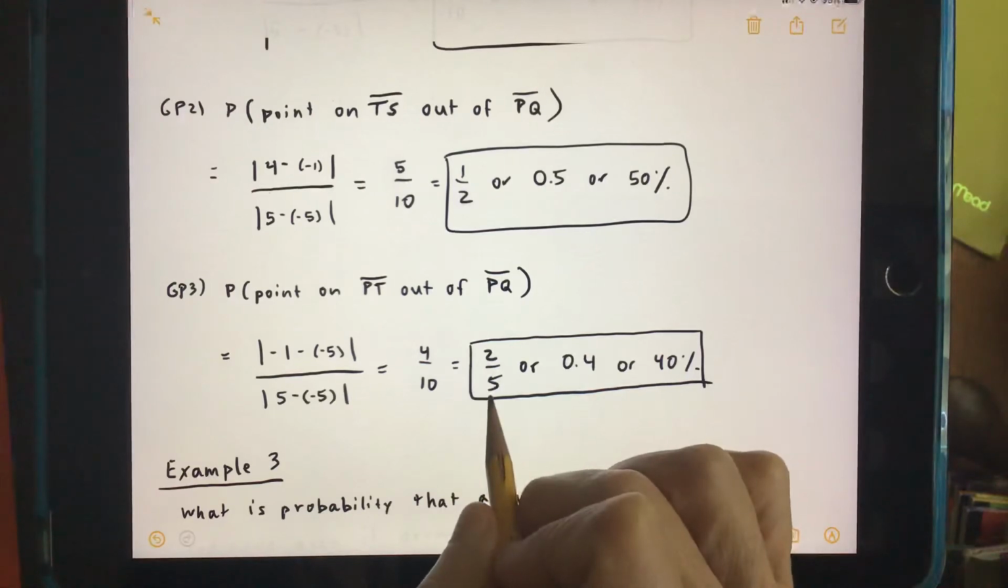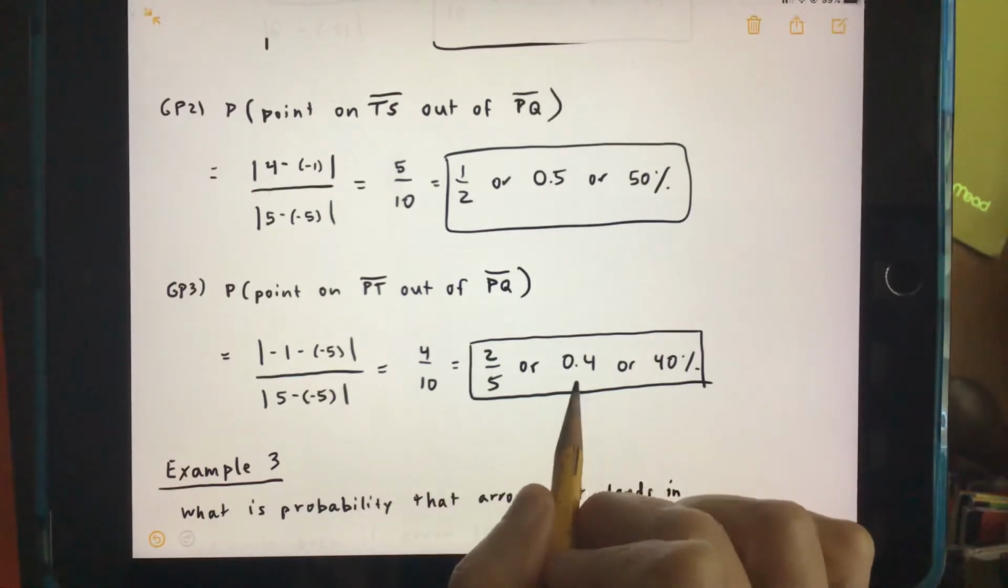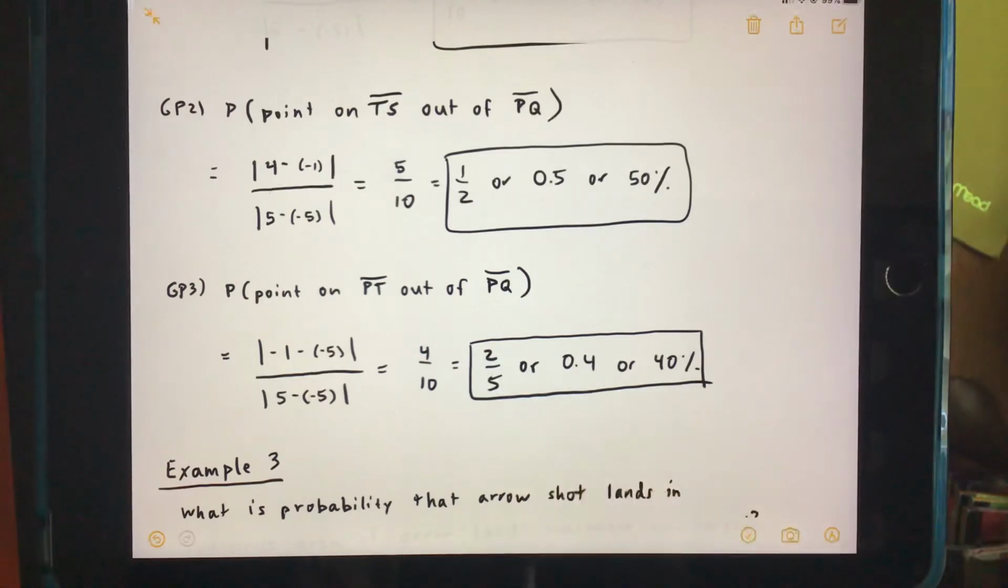4/10 reduces down to 2/5. 4/10 by definition is 0.4. And 0.4 is the same thing as 0.40, which is the same thing as the percent, 40%. So again, we were asked to report our probabilities on guided practice 1, 2, 3 in all 3 forms, fraction, decimal, and percent. So that's why we're showing all 3 of those forms.